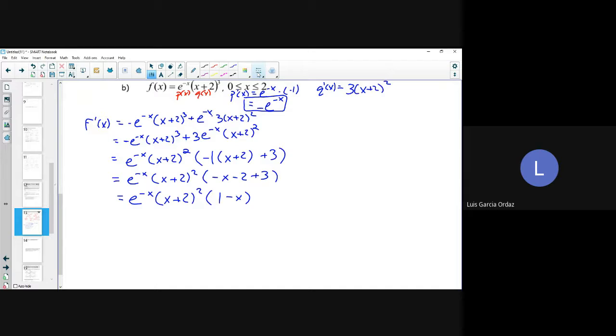So now I have 3 factors. So I have e to the negative x is equal to 0. Can that ever happen? No. So this is invalid.